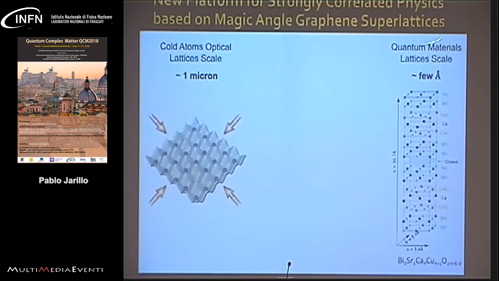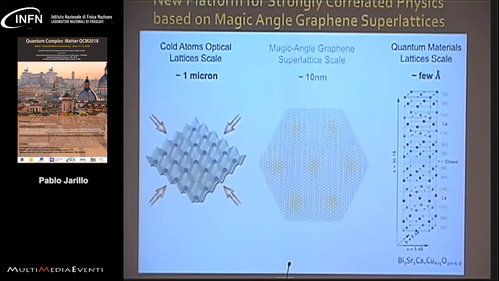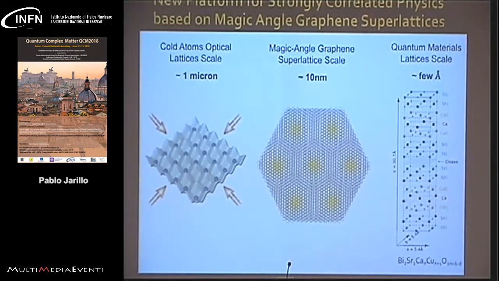You have actual quantum materials where you have lattice scales of the order of an angstrom or a few angstroms, and typical energy scales between 100 Kelvin and 10,000 Kelvin, depending on what you're looking at. Then you have ultra-cold atoms where the separation between those atoms is typically a micron, and typical energy scales are a nanokelvin or hundreds of picokelvin. What I want to tell you about today is these magic angle graphene superlattices, where the typical lattice scale is of order 10 nanometers, and energy scales are also intermediate between these two, of order a Kelvin.